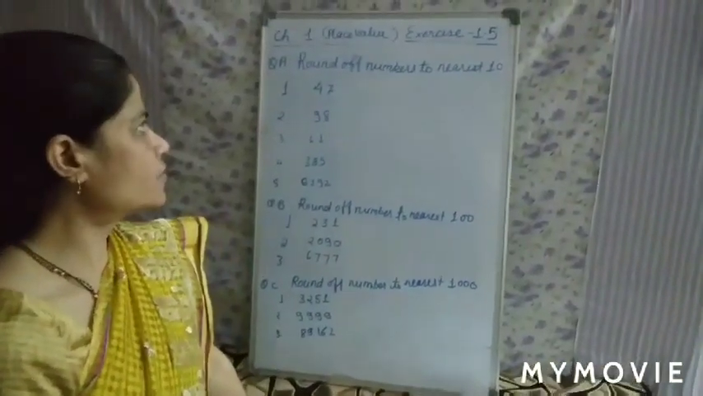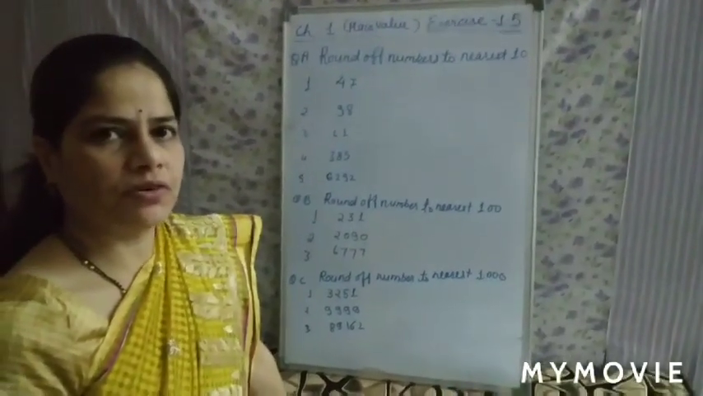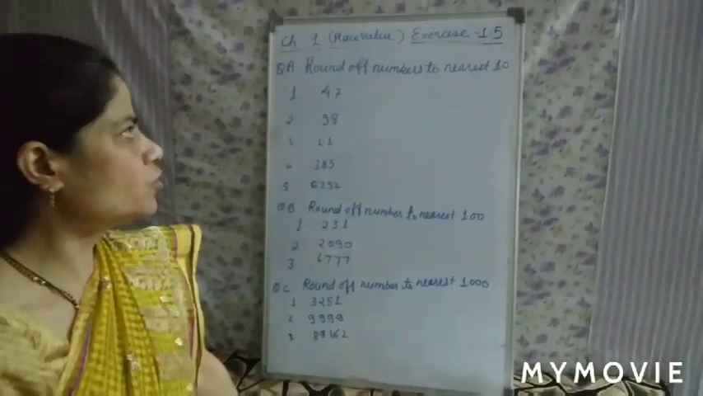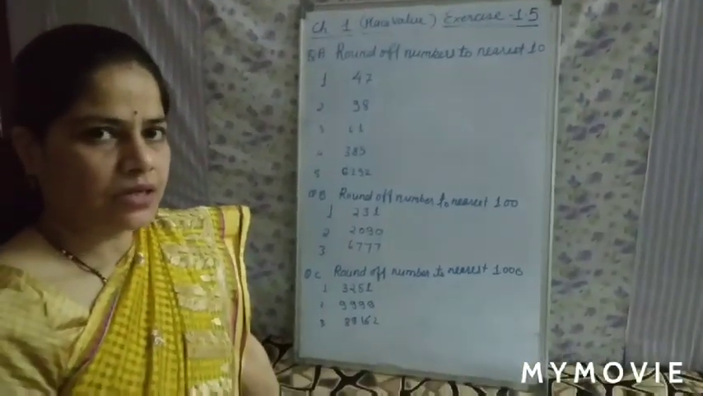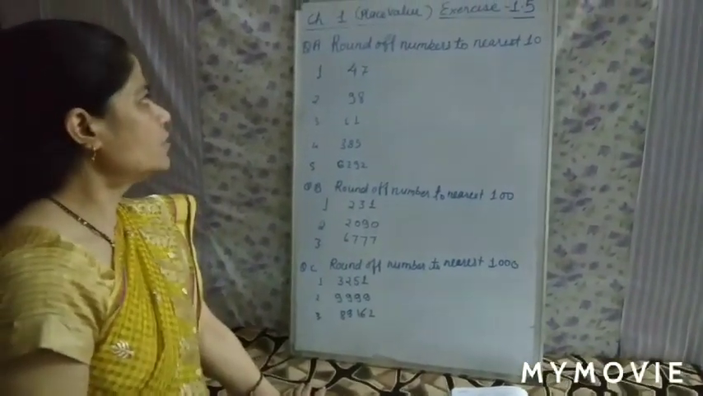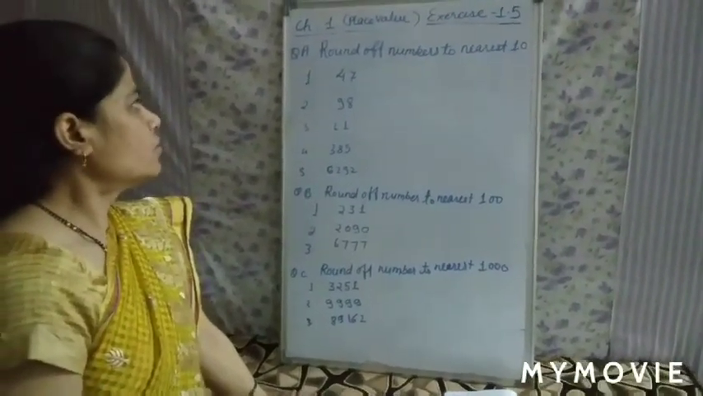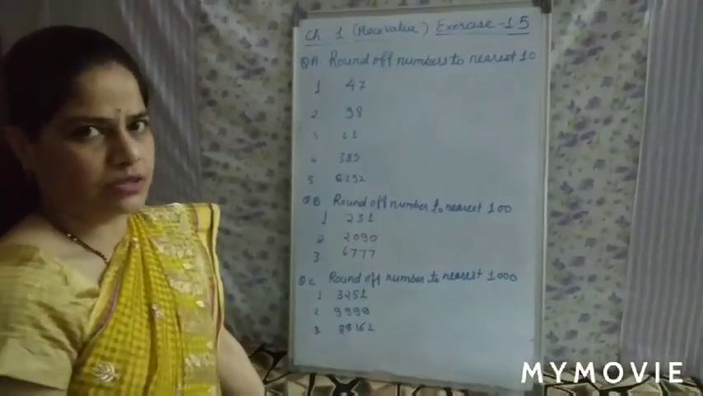Let's start exercise 1.5, which is related to the rounding of numbers. The first question is: round off numbers to the nearest 10. Now you have to round off the given number to the nearest 10. To do this, you have to see the digit of the ones place.